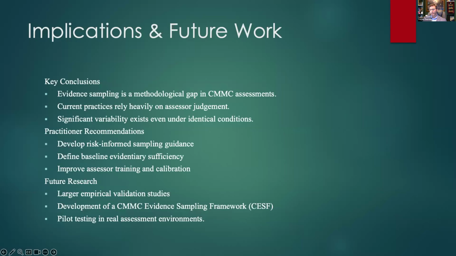In conclusion, the study identifies evidence sampling as a significant methodological gap within CMC assessments. Current practices rely heavily on individual judgment, and substantial variability exists even under identical conditions. Practitioners consistently recommend the development of risk-informed sampling guidance, clear definitions of evidentiary sufficiency, and improved assessor training. Future work will focus on developing and validating a standardized CMC evidence sampling framework and testing it in real-world environments. And ultimately, improving sampling consistency is critical to strengthen the credibility, scalability, and defensibility of the CMC program.